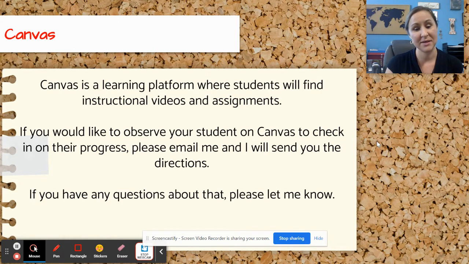For geometry parents, if you would like to observe your student on Canvas to check in on their progress, please email me and I'll send you the directions for how you can pair your account to your student's. If you have any questions about that or want to know more about that, please let me know.